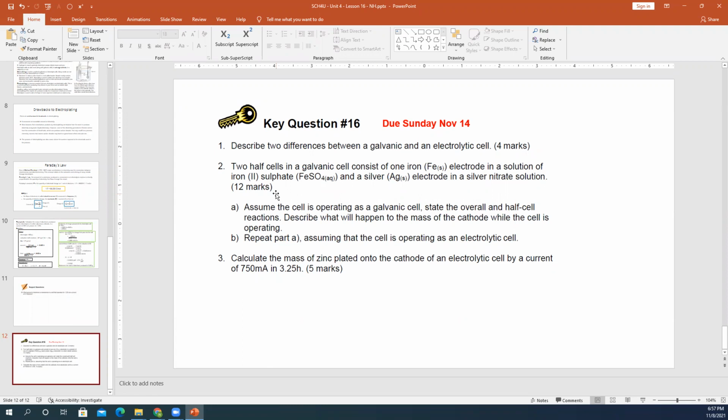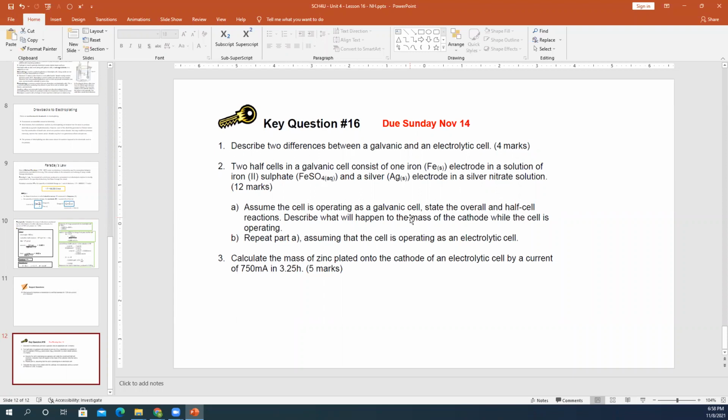Number 2, if you have 2 half cells in a galvanic cell, one of them consisting of an iron electrode in a solution of iron sulfate, and the other one a silver electrode in a solution of silver nitrate. Part A, assume that the cell is operating as a galvanic cell and then state the overall half cell reactions. Describe what will happen to the mass of the electrode when the cell is operating.